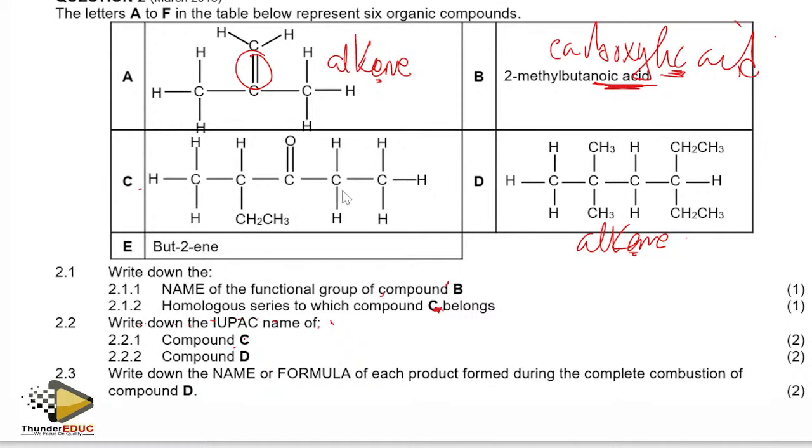Find the longest chain. 1, 2, 3, 4, 5. Do you think that's the longest chain? I don't think so. 1, 2, 3, 4. Not 1, 2, 3, 4, 5, 6. So the longest chain has 6 carbon atoms. Did you identify it? All right. So 6 carbon atoms, so it's going to become hexane.